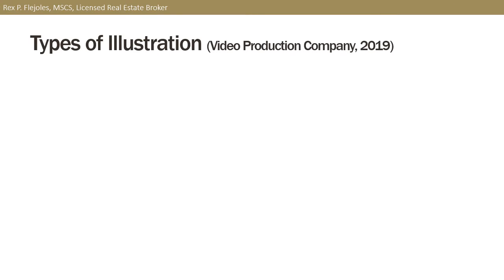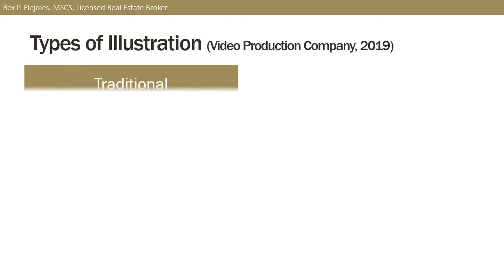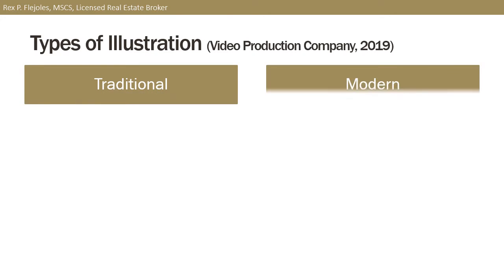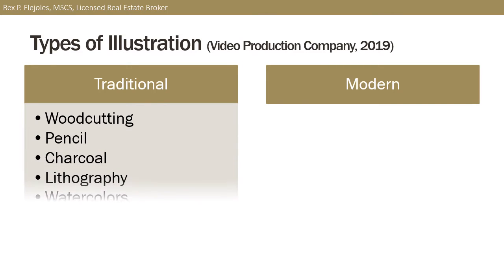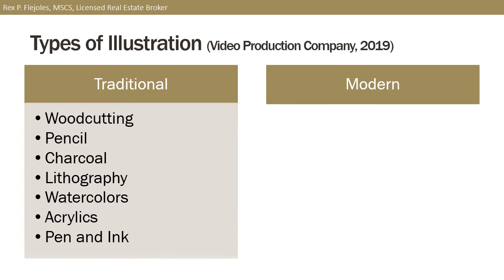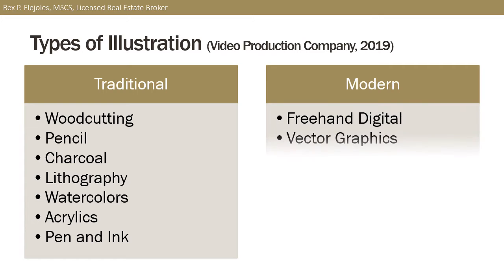Illustration is divided into two main categories based on the techniques used. These are traditional illustration and modern style. Traditional illustration includes wood cutting, pencil, charcoal, lithography, watercolors, acrylics, and pen and ink, while modern style includes freehand digital and vector graphics.